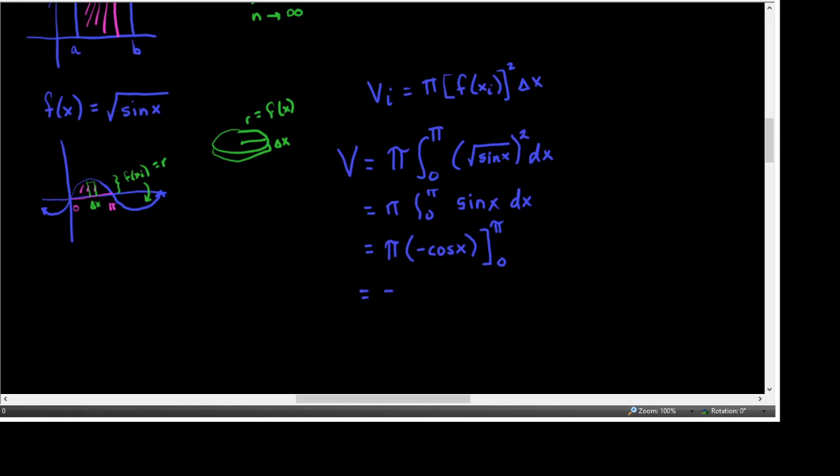Then I want to see the substitution. So that's going to be negative pi cosine of pi minus negative pi cosine of 0. And this part here, I don't have to see this, but I'm going to show you what I'm thinking. Cosine of pi is -1, minus the negative is plus, and cosine of 0 is 1. So that becomes 2 pi. And that's our answer. Okay.